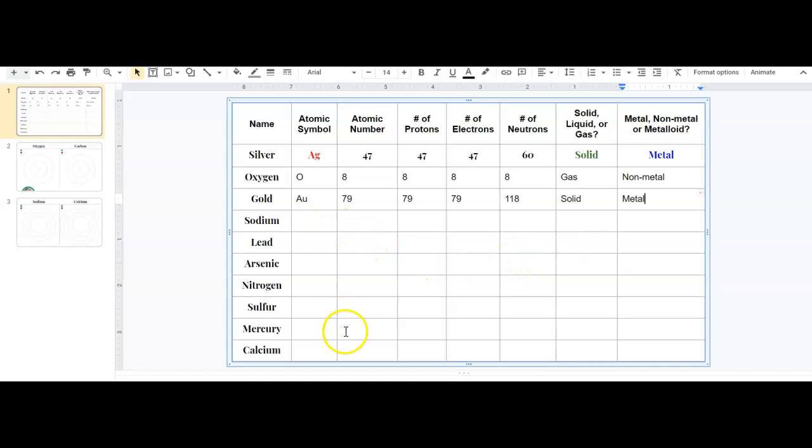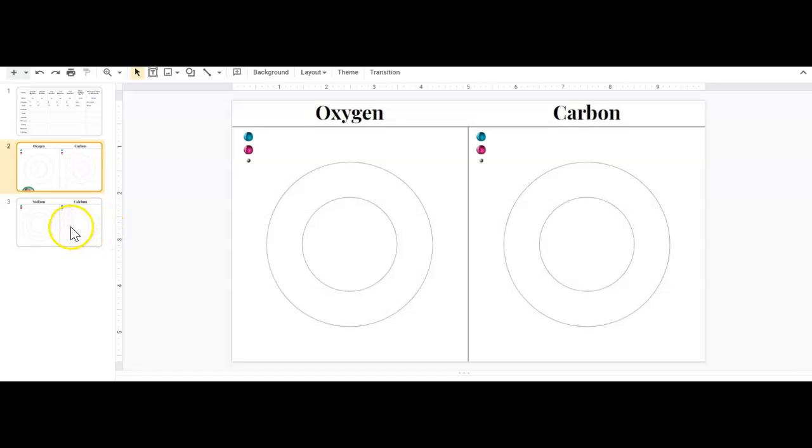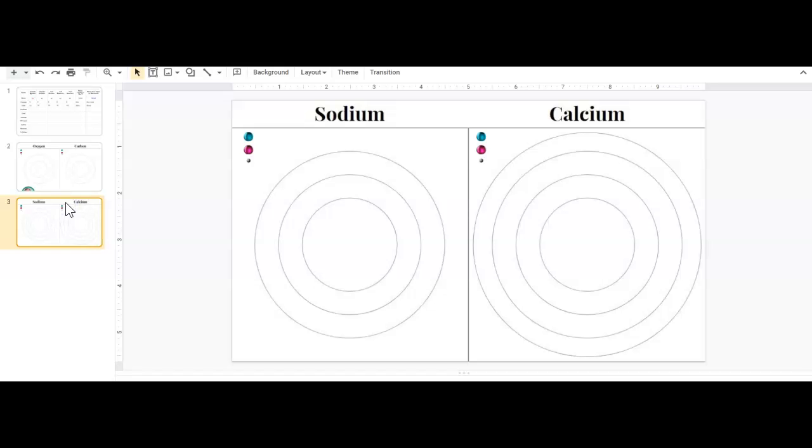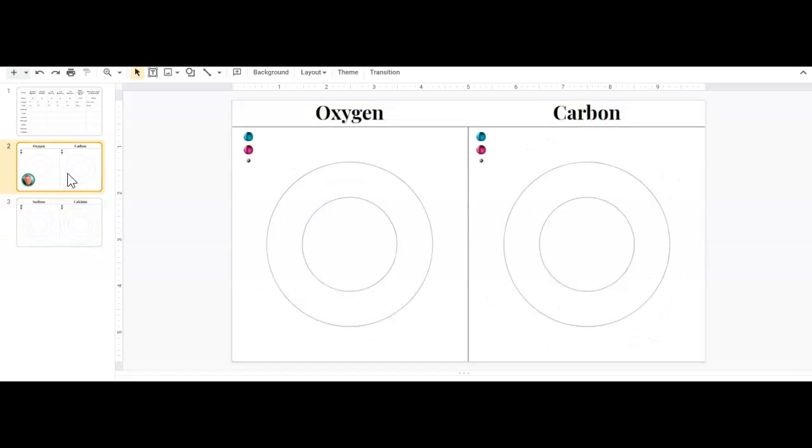And then the kids work through the rest of these. It's actually pretty easy math, and most of the kids will realize that these three numbers are going to be the same. So that's pretty simple as well. And these are fairly self-explanatory also. Now, to do the rest of this, all the kids have to do is build some models of oxygen and carbon and sodium and calcium. And I showed them some examples of what these models look like.